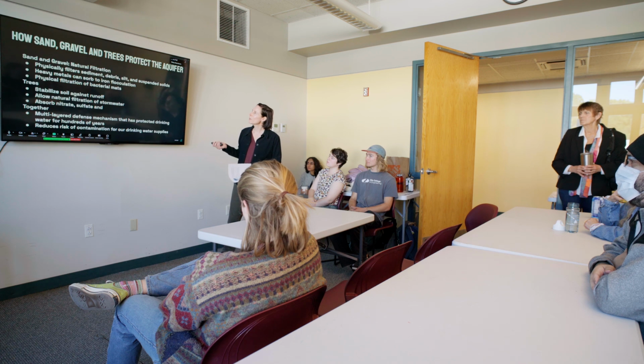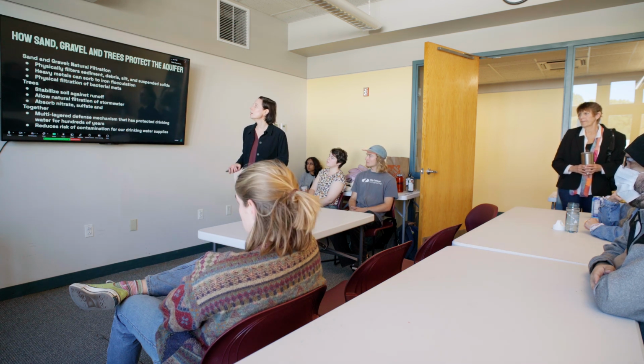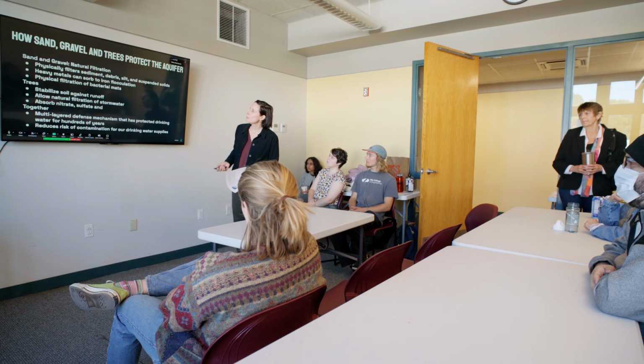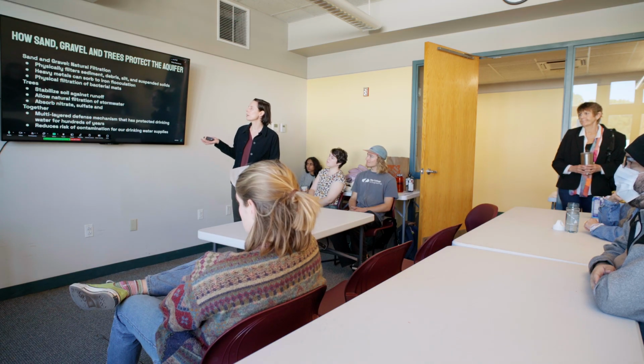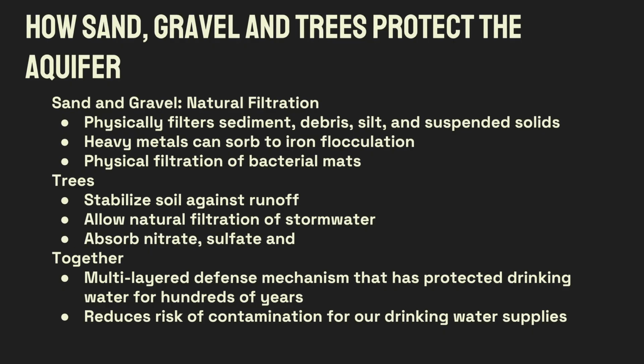So sand and trees protect our drinking water by physically filtering sediments. Heavy metals can absorb to iron flocculation in the sand. The sand provides a physical filtration of bacterial mats. The trees stabilize the soil. They allow natural filtration of stormwater. They absorb nitrates and sulfates. And together, the trees and the sand form a multi-layered defense mechanism that has protected our drinking water for hundreds, actually thousands of years. The trees and the sand reduce our risk of contamination for our drinking water.